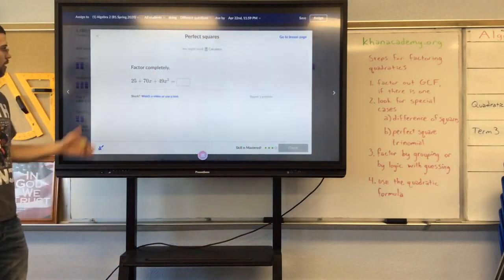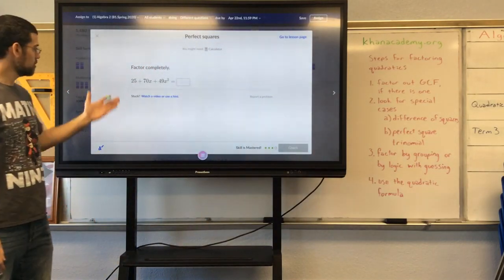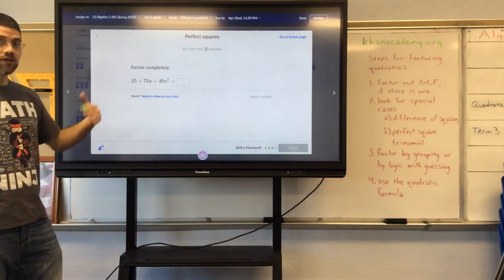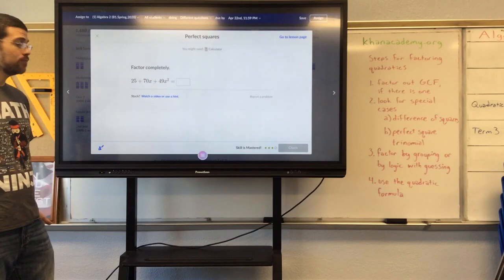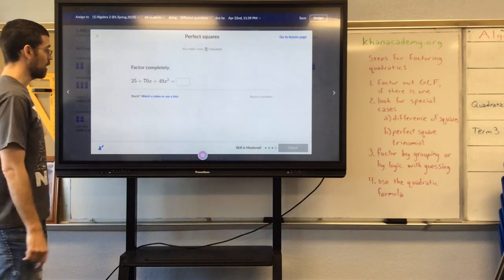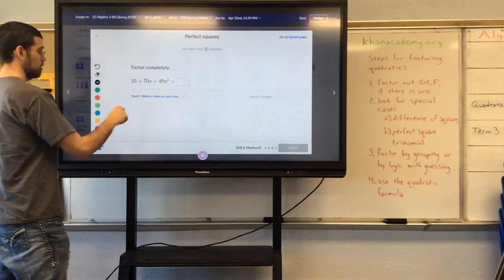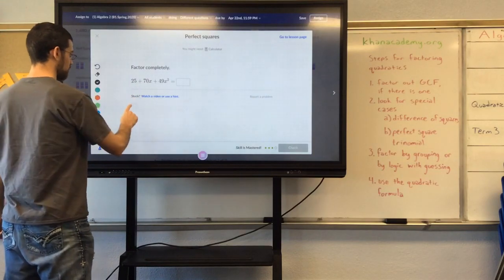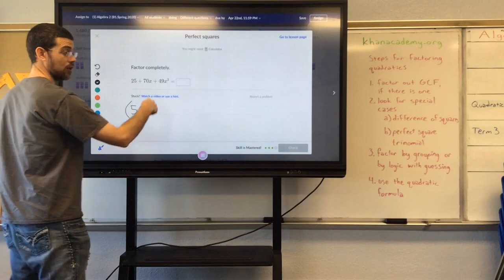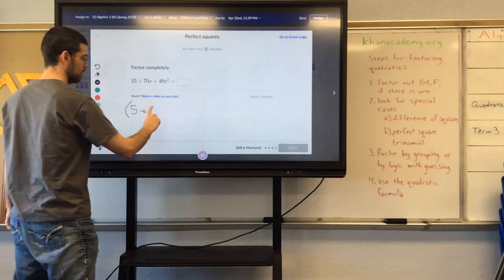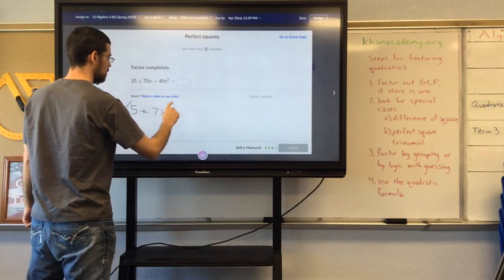Excellent. We look for any common factors. Well, 25 is 5 times 5, and 49 is not divisible by 5, so there's no greatest common factor here. The square root of our first term is 5. The sign of our middle term is positive. The square root of our final term is 7x.